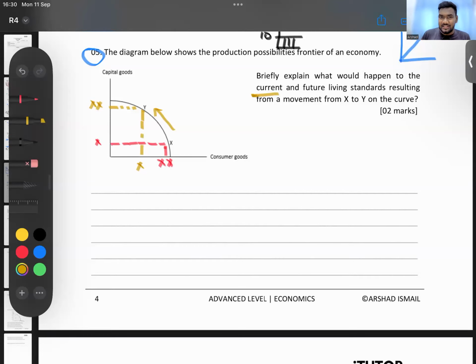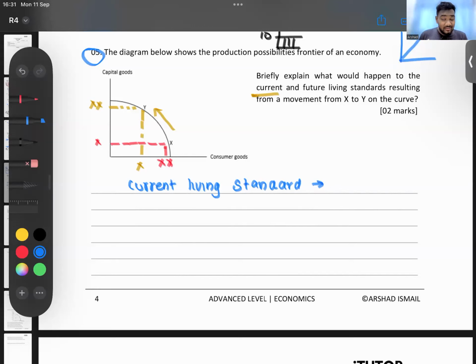What do you all think? Is it going to increase? Is it going to decrease? Is it going to remain the same? Quickly give me an answer. What can we say? Current living standard. Guys, current living standard is going to, what's going to happen? It is going to decrease. It's going to come down.